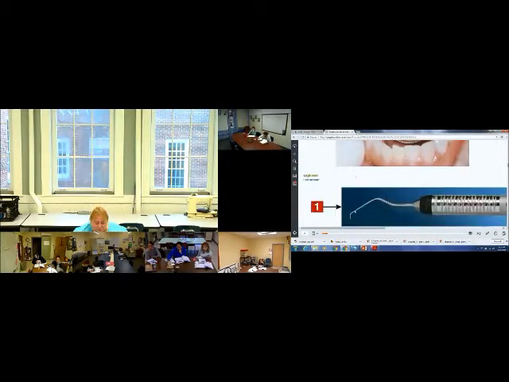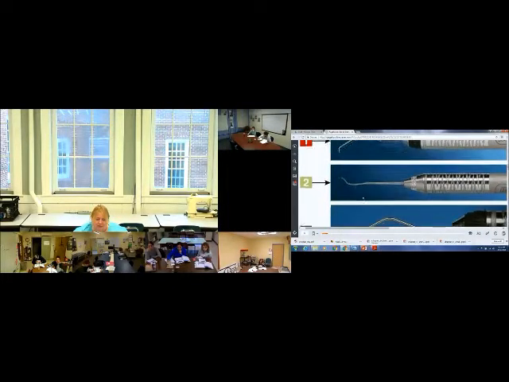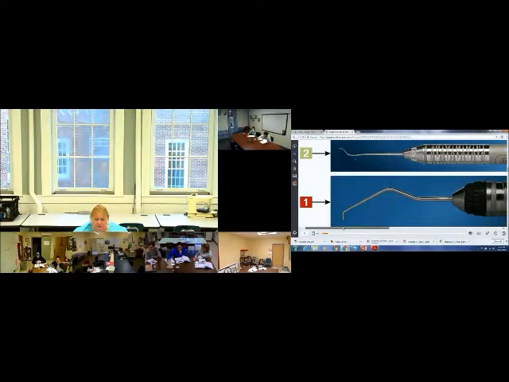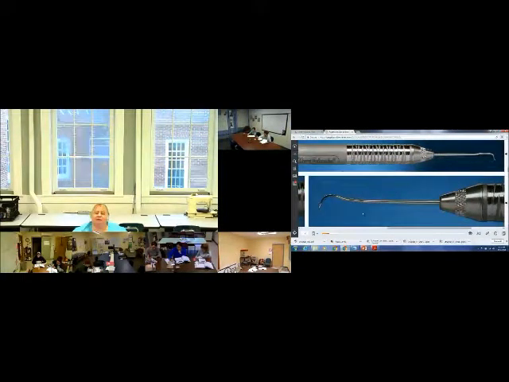And so that is the most common. There are a couple others. This one's the Pigtail Explorer, and that is used mostly in periodontics. And if we remember from last week, periodontics is the study of what is around the tooth, right?